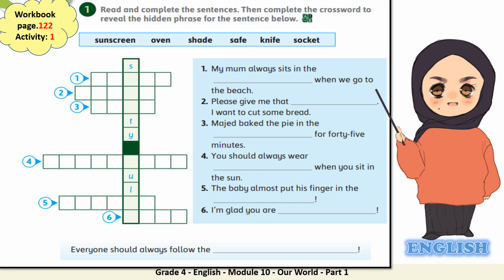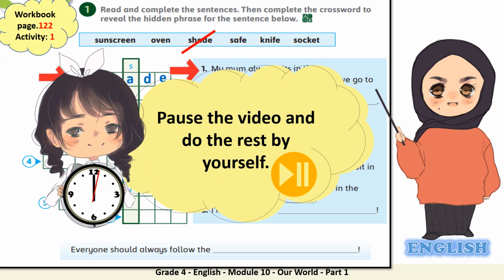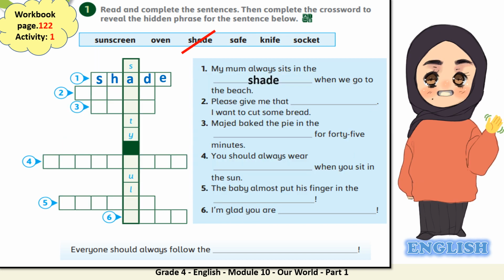Let's start by doing number 1 as a model. My mom always sits in the blank when we go to the beach. Shade. Well done. Now let's write it there in the crosswords. Shade. Now pause the video and do the rest by yourself. Welcome back. Are you ready to check your answers?